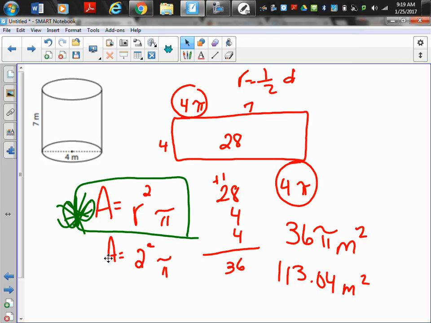I may give you a formulas test where you have to write the formula from memory. You must know your formulas. You have to be able to find the area of a triangle. You have to be able to find the area of a rectangle. You have to be able to find the area of a circle. If you know those three area formulas, you can figure out anything else.